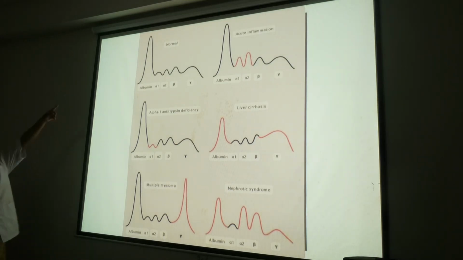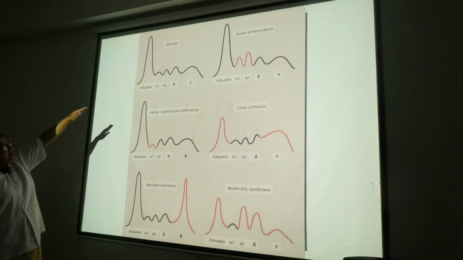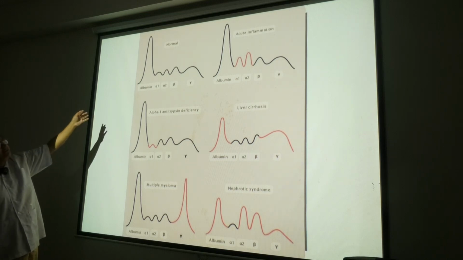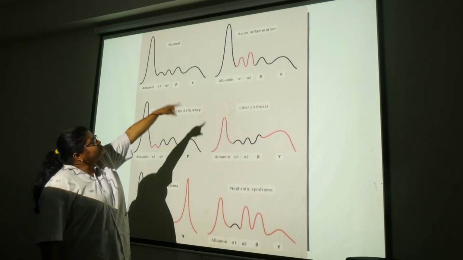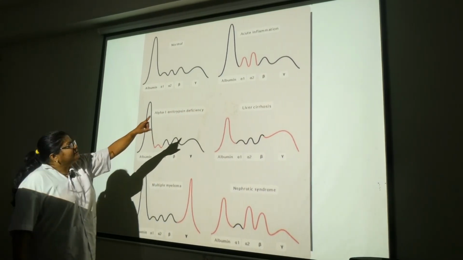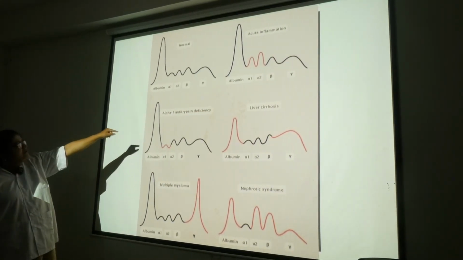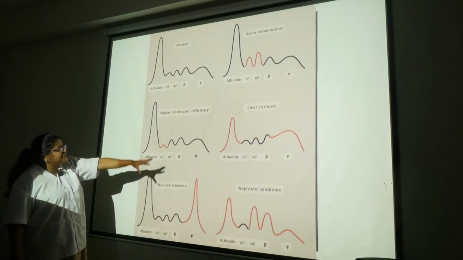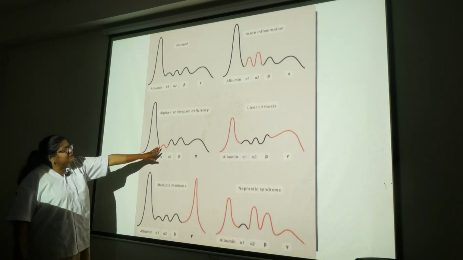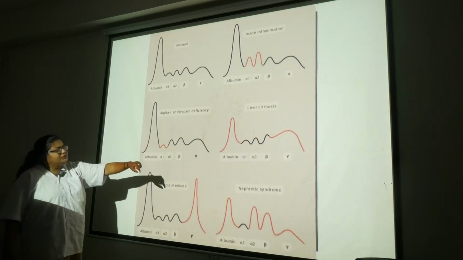Again, this one shows the normal pattern. Albumin is high, then alpha 1, alpha 2, beta, gamma. In case of an acute inflammatory patient, this will be the pattern. You can take a picture of that. And this is the alpha 1 antitrypsin deficiency. Alpha 1 is less.